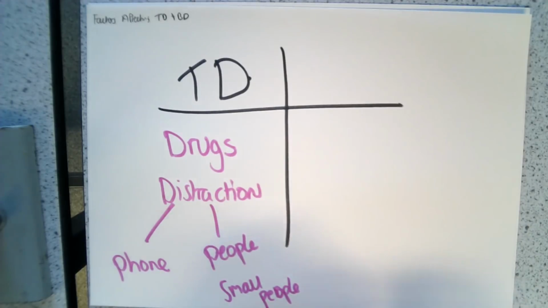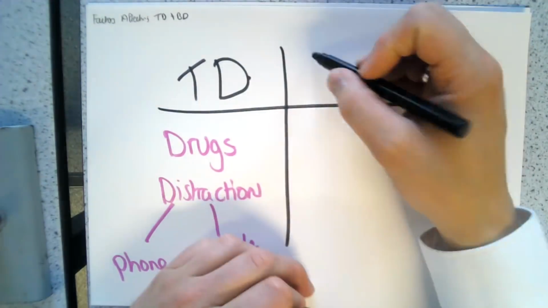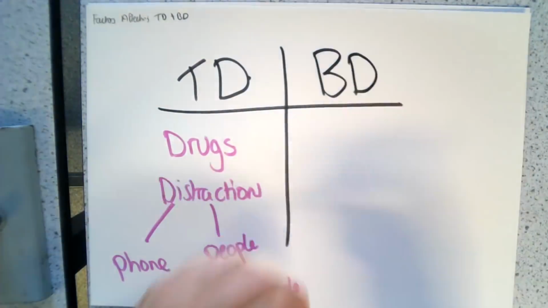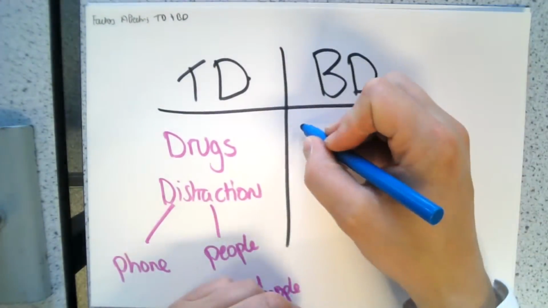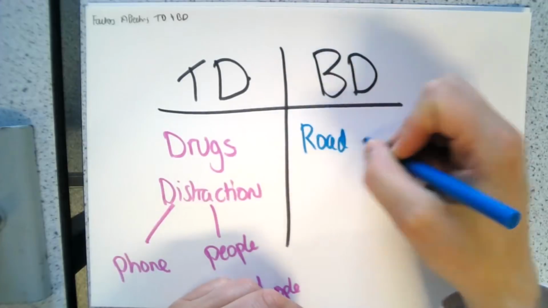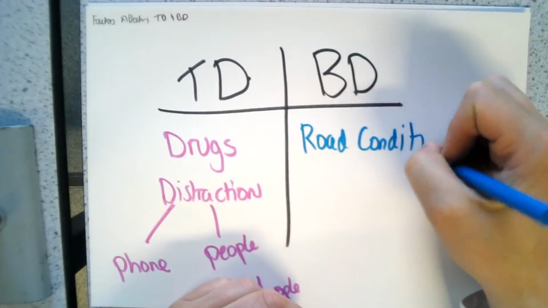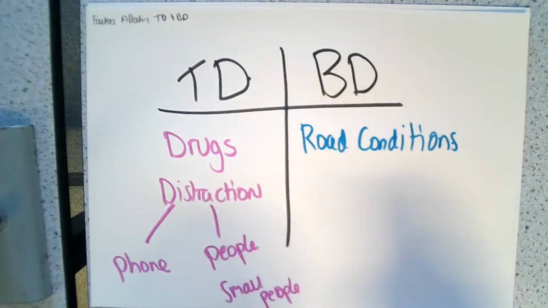Okay, factors that can affect your braking distance. These are by no means a comprehensive list, guys. These are just dead certs that you can defo get. Road conditions. If it is raining, then it might increase your braking distance.